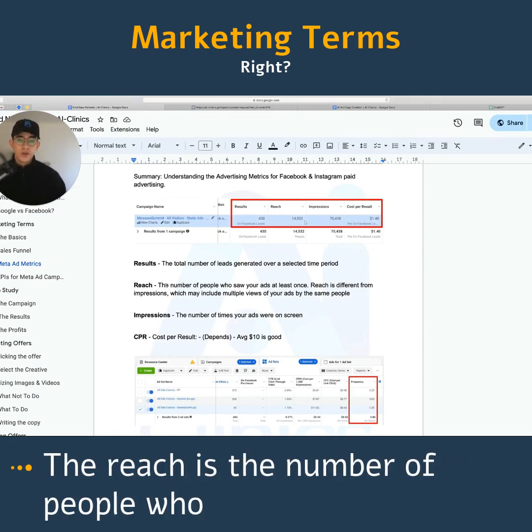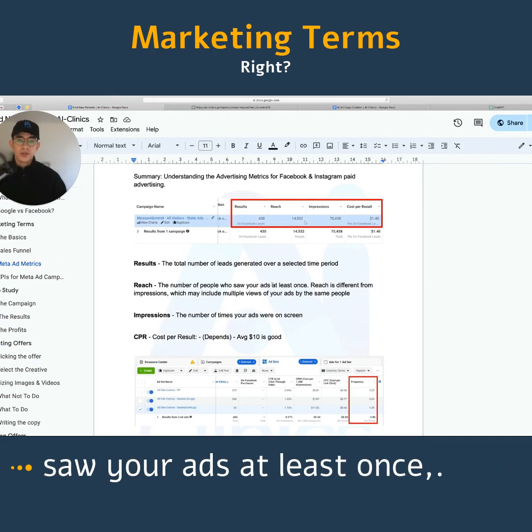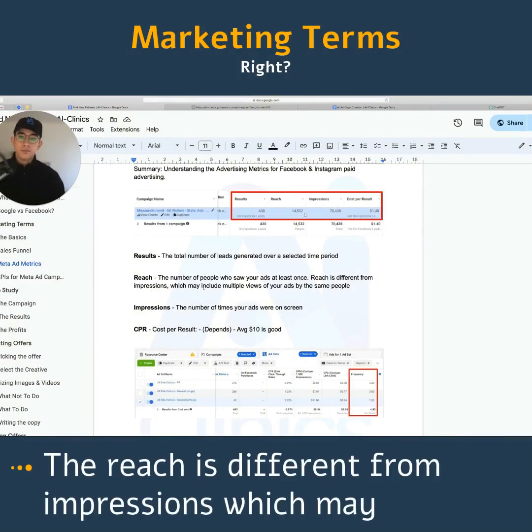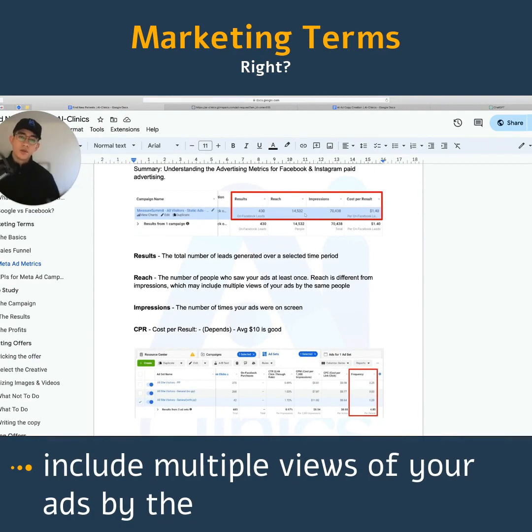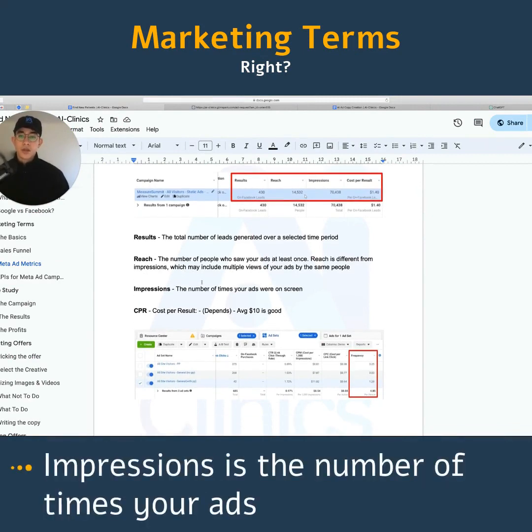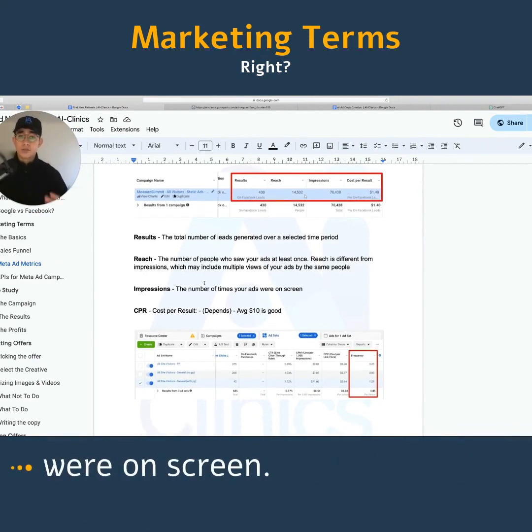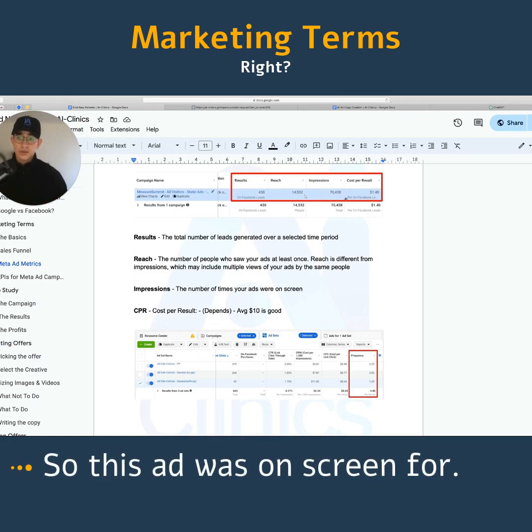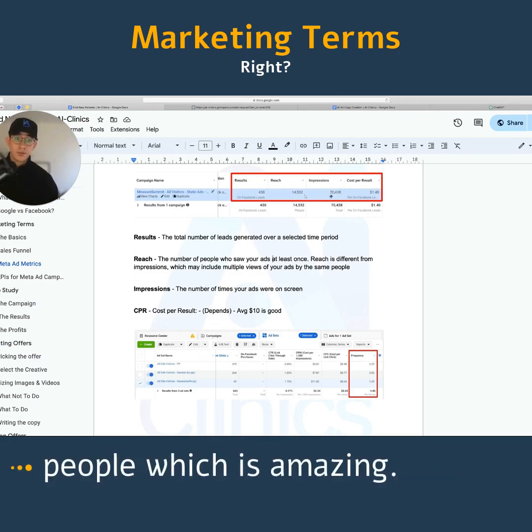The reach is the number of people who saw your ads at least once, right? The reach is different from impressions, which may include multiple views of your ads by the same person. Impressions is the number of times your ads were on screen. So this ad was on screens for 70,000 people, which is amazing.